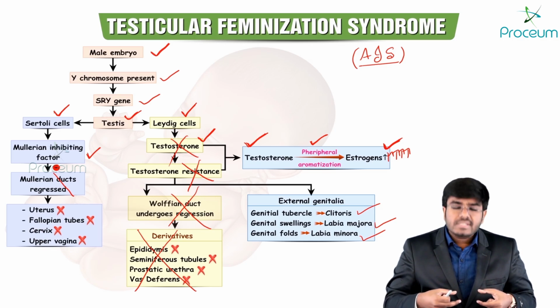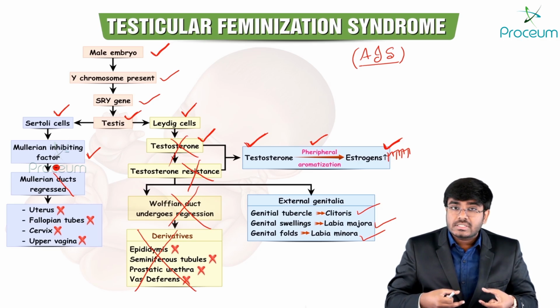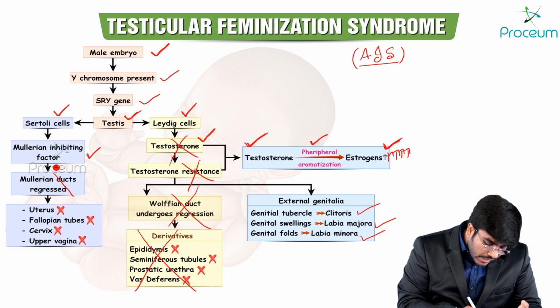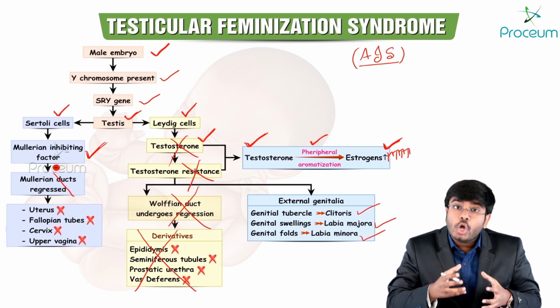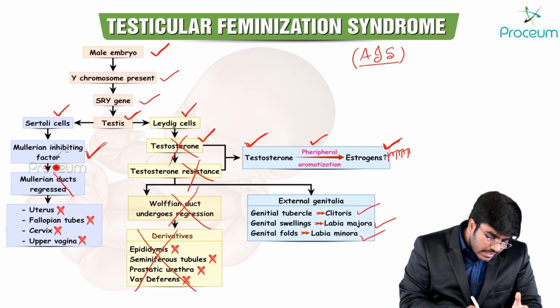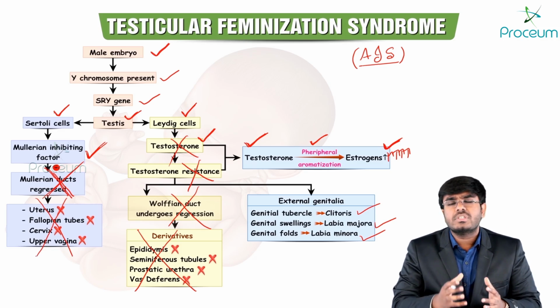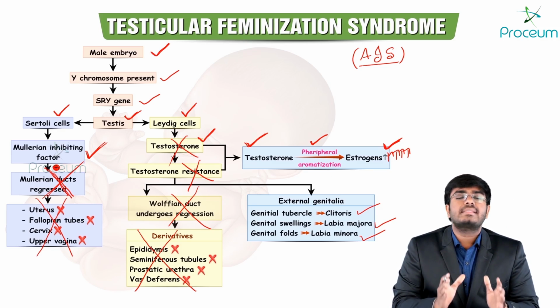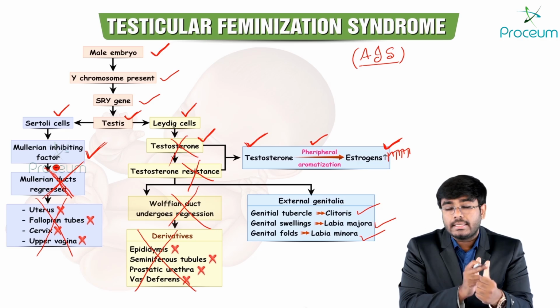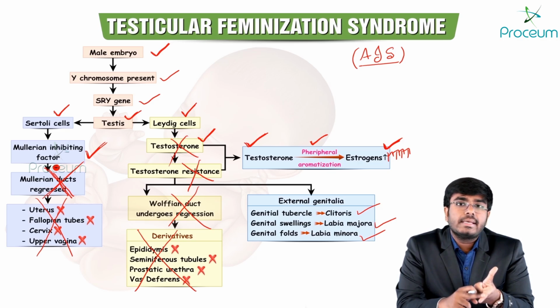So testes are present intra-abdominally, and this testis is producing the Mullerian inhibiting factor, and this Mullerian inhibiting factor during the embryological life has caused the regression of the Mullerian ducts. So there is no uterus, no fallopian tubes, no cervix and no upper two-thirds of the vagina. So there is no menses. As there is no uterus, no menarche, but breast development is there.